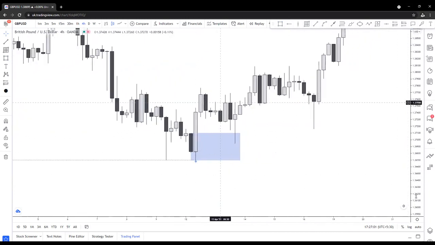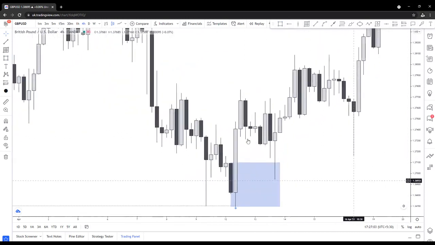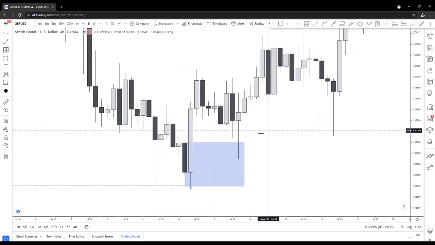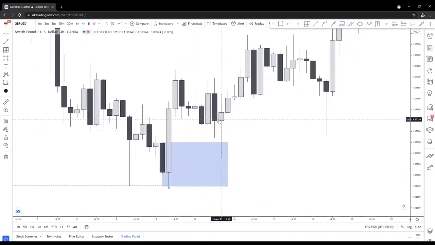Price went higher. And then look at this candle. This is where this bearish candle closed right here. The bearish candle closed right here, and then this candle opened right here. It opened and then it dropped back down like this. They came back down to mitigate this. And then it went higher.